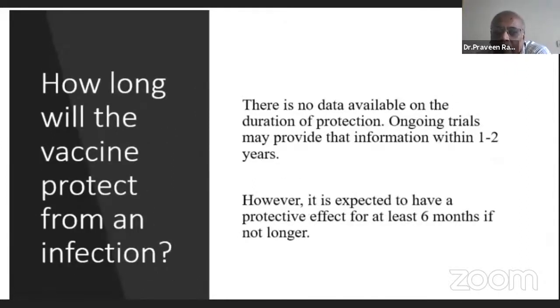The next question comes, how long will this vaccine protect from an infection? At present, there is no specific data available on the duration of protection. Ongoing trials may provide that up to 1 to 2 years, it might provide adequate antibody titer. And if necessary, a booster injection maybe they would recommend every year. That depends on other clinical trials.